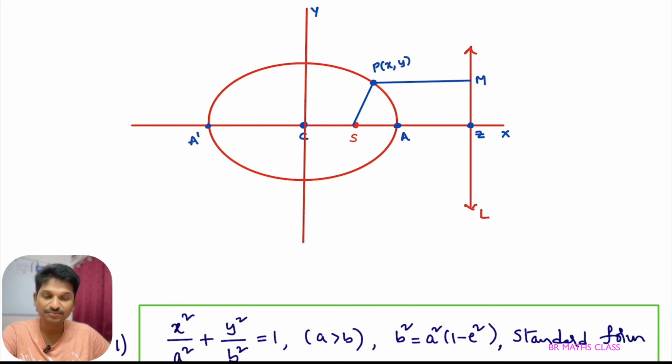Where is the center? See, this C is there. We discussed while deriving this ellipse derivation, what is center? This C is there. C is the center of the ellipse.